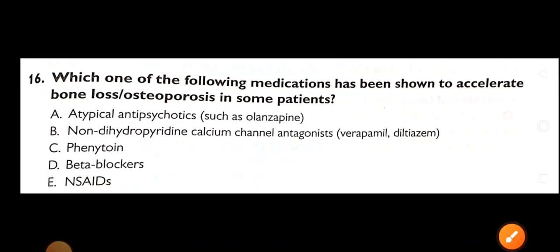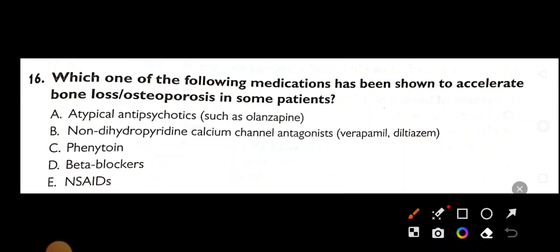Now, which of the following medications has been shown to accelerate bone loss, osteoporosis, in some patients? Atypical antipsychotics such as olanzapine, non-dihydropyridine calcium channel antagonists verapamil and diltiazem, phenytoin, beta blockers, or NSAIDs. So, which drug is responsible for bone loss and osteoporosis? That is phenytoin.